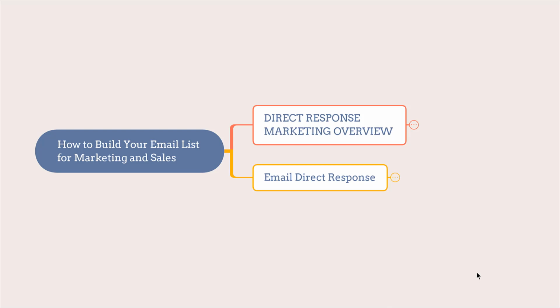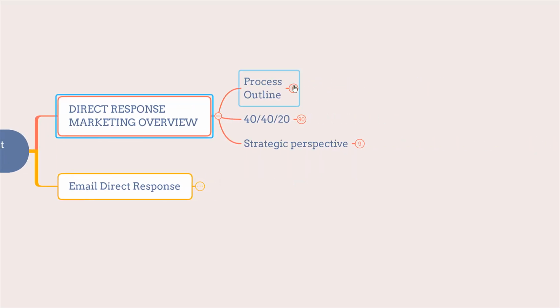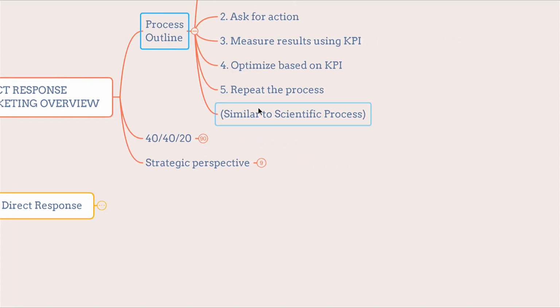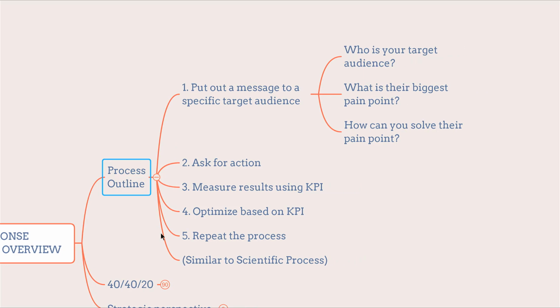In this video, let us talk about how to build your email list for marketing and sales. Let us look at the overview about direct response marketing. When it comes to direct response marketing, there are 5 big steps that you want to take. First step will be putting out a message to the specific target audience.